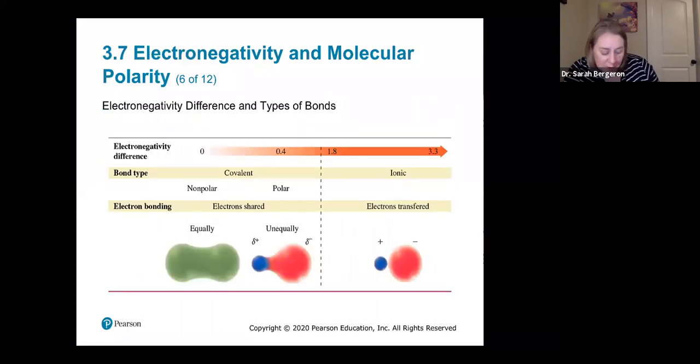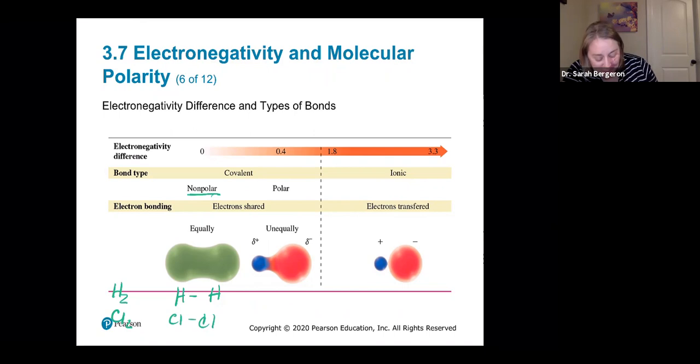So here are a few more examples of just bond polarity, in simple molecules that have two different elements, two different atoms. You could have something that is nonpolar, which means we're sharing equally, like H2 or Cl2, anything that has exactly the same two elements. Or you can have an unequal sharing, where we're sharing, but not very well.